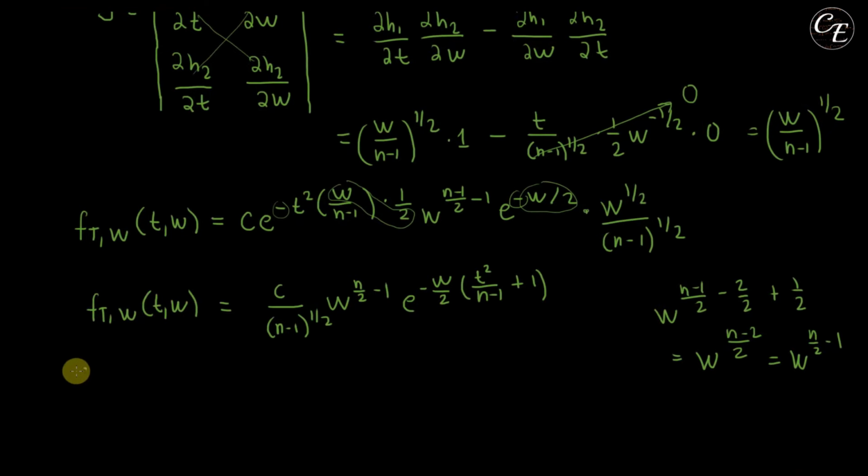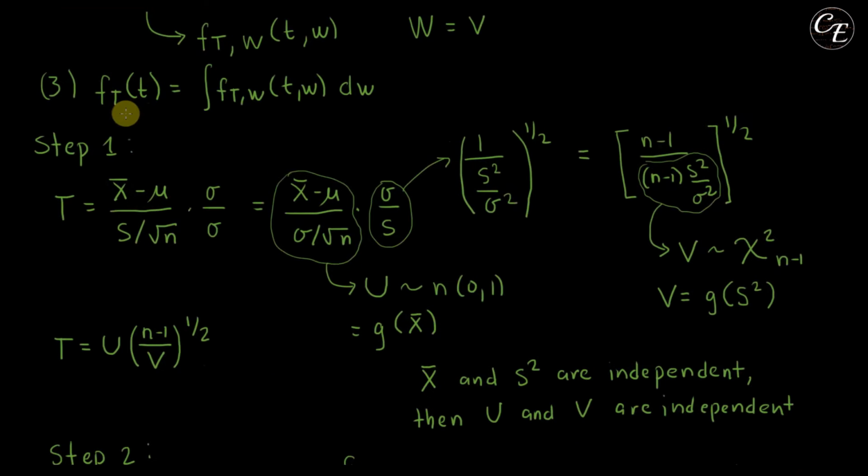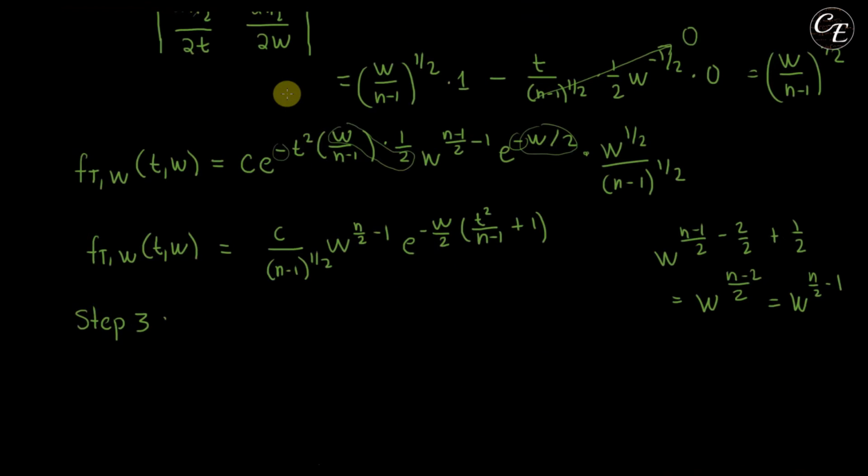Now for step 3, we can derive the PDF for the t distribution by integrating the joint PDF. The PDF for the t distribution is equal to the integral of this with respect to w. Let us move this constant outside of the integral, so we have c over n minus 1 raised to 1/2 and then the integral of.